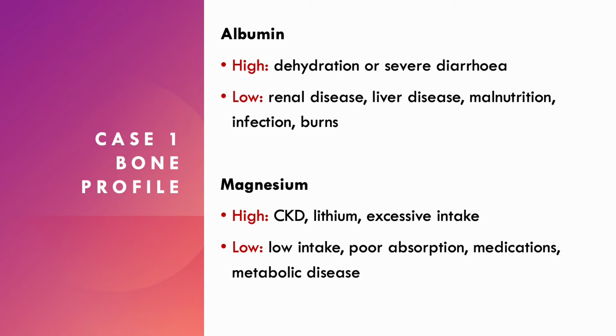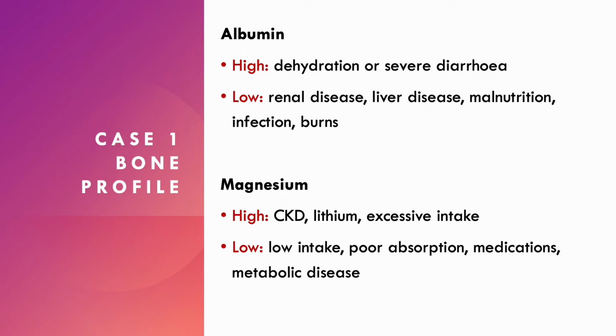Causes of high albumin, things like dehydration, where it's artificially raised because of a lower volume in the blood, or severe diarrhea where you're losing it. Low causes, things like malnutrition, as I've mentioned before, liver disease because you don't have as much synthesis of it, infection, burns where it's lost, and renal disease as well.